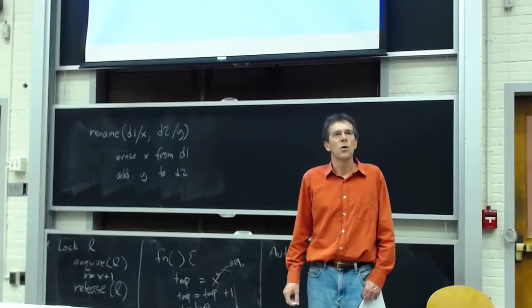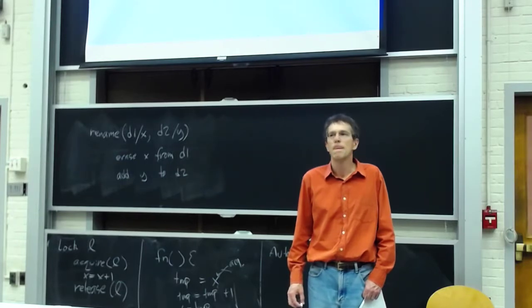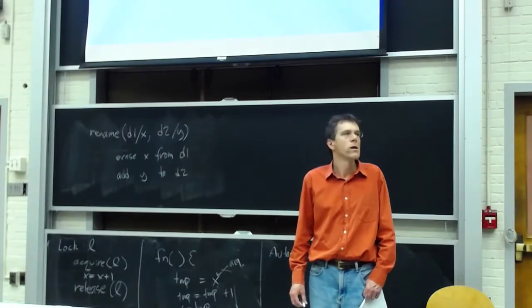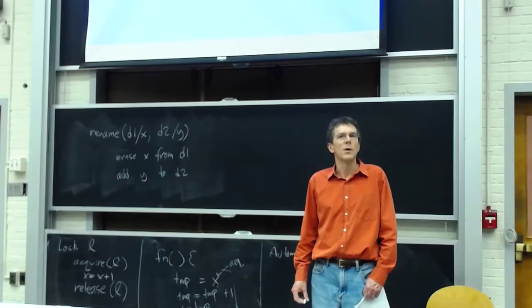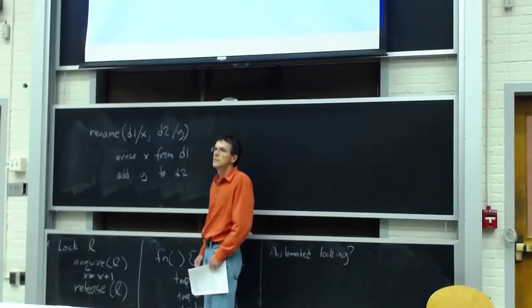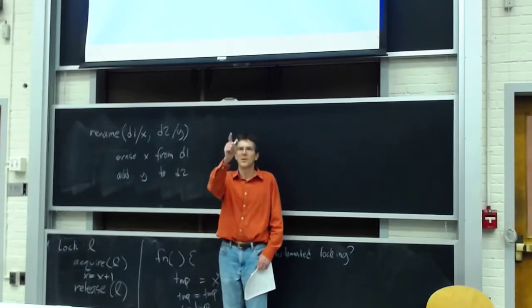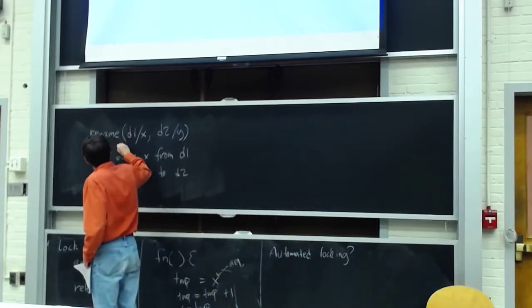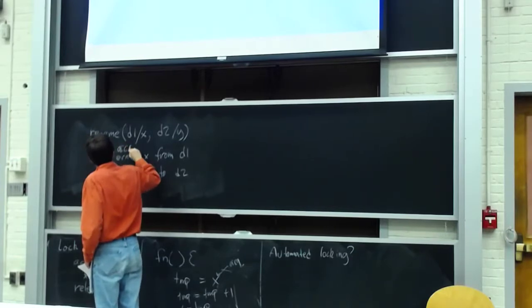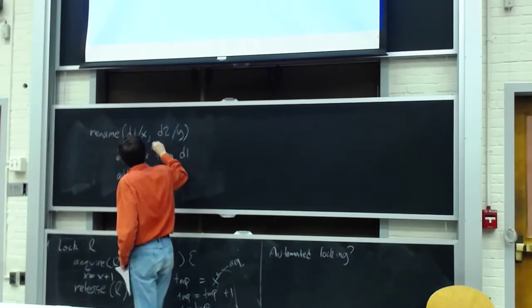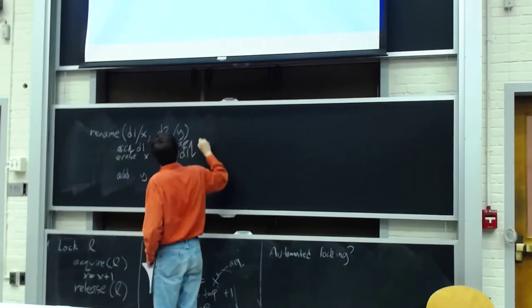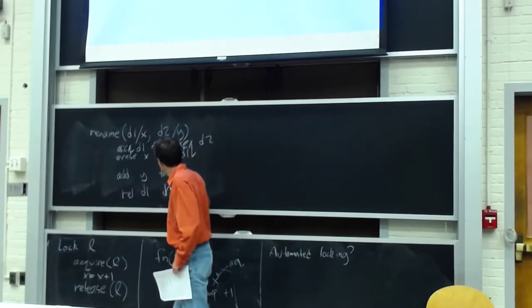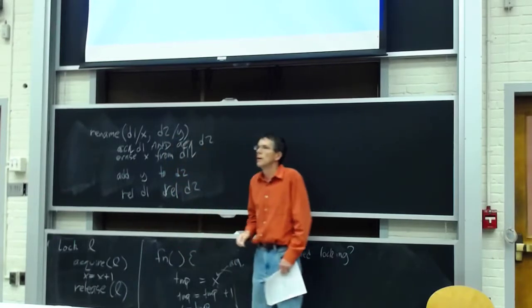So where should the acquire for directory 2 go? Where should we pick up the lock for directory 2? And where should we pick up the lock for directory 1? Probably both first. Yeah, so in fact, the right answer is we want to acquire the directory 1 lock and acquire the directory 2 lock before we do anything, and release them both afterwards.